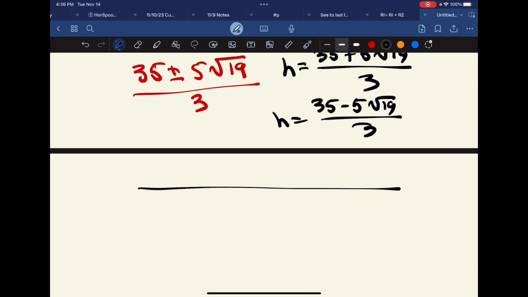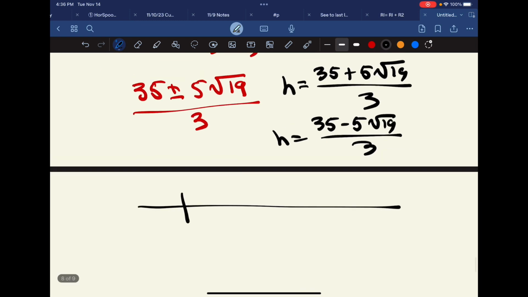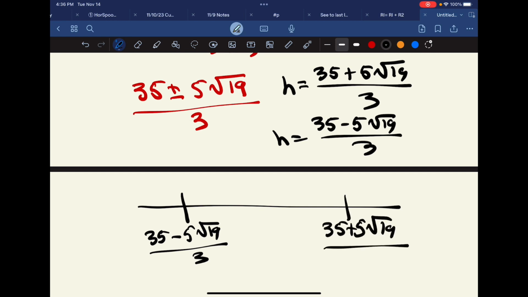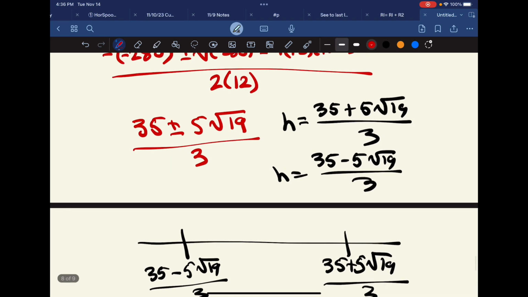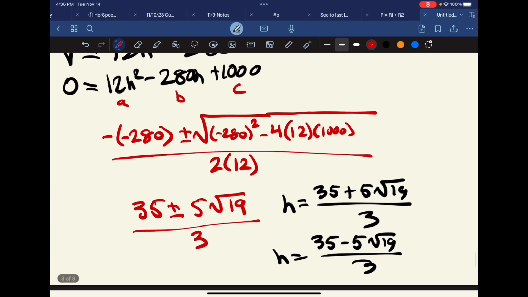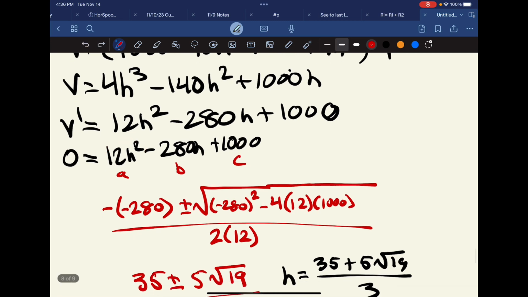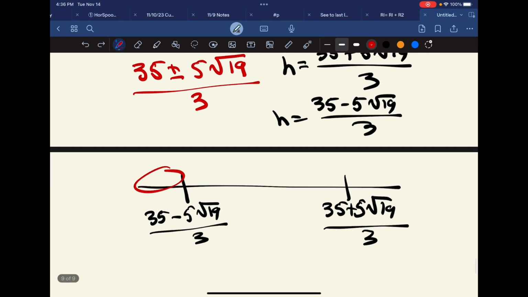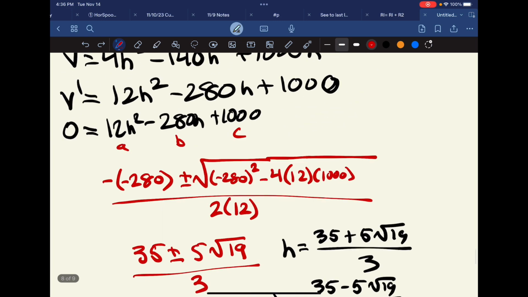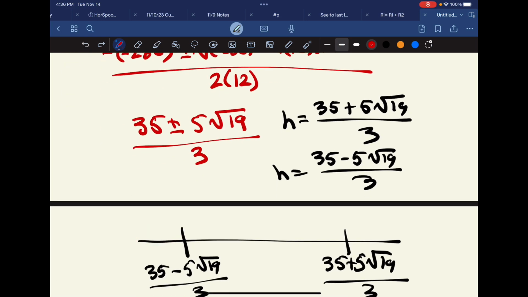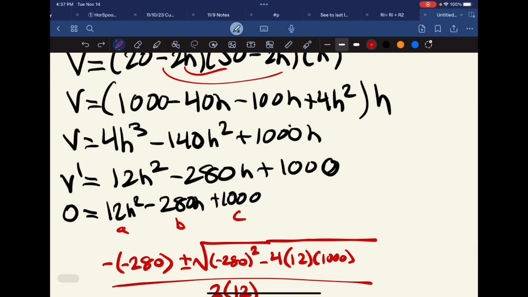So we're going to go ahead and make a sign chart with those two values. First, we're going to start with 35 minus 5 square root 19 over 3, and then 35 plus 5 square root 19 divided by 3. So now we're going to plug in values to see if we get positive or negative. So if we plug in something on this interval into here, this term is always going to be positive. That is going to be a negative, right? So then negative and a negative.